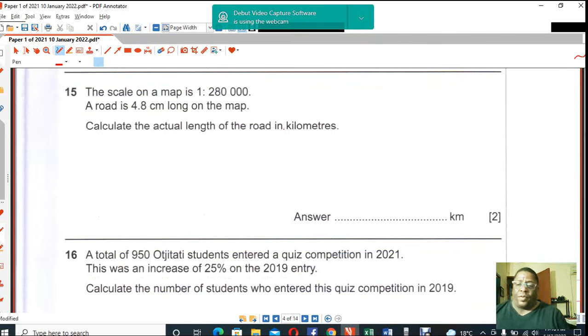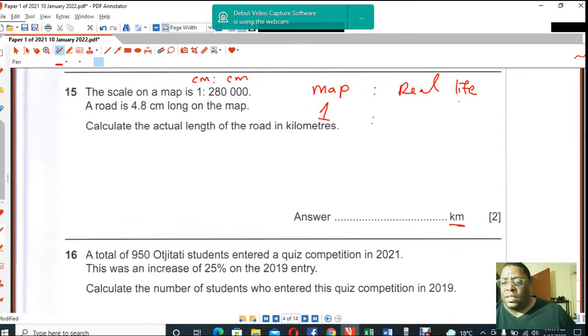Right, you have something else here. You have a map and real life. I always like to look at what unit they want the answer in. They want the answer in kilometers. You need to understand this is all centimeters versus centimeter. So this is saying on a map versus real life. But in real life, we don't talk about 280,000 centimeters. So 1 centimeter on a map, what is it equivalent to in real life?